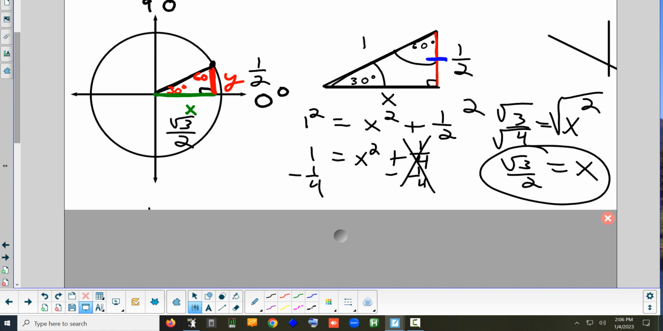So now let's write the coordinate. 30 degrees. So the 30 degrees has an x, and then it has the y. How long is the side that we labeled x?